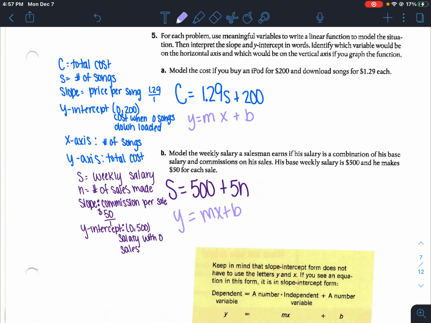And then my x-axis will be my x values, which is the number of sales he made. And my y-axis will be his weekly salary, including his base pay and the commission that he made. So his total weekly salary.